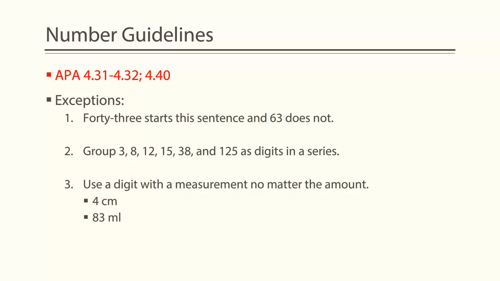The second exception is when you list four or more numbers in a list, use digits for all of them no matter their value. So example number 2 uses digits for 3 and 8 because it is in a list of four or more numbers. The third exception is you use a digit when coupled with a measurement, no matter the amount. So 4 centimeters uses a digit even though it's lower than 10.